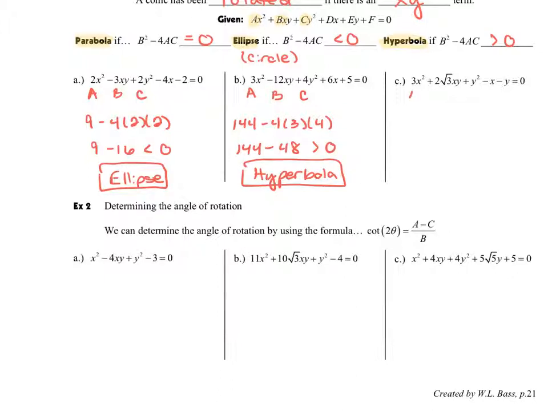On our next one, we've got our A and our B and our C. So when we square that 2 radical 3, we're going to get a 12 minus our 4, 3, and our 1. That's going to give us a 12 minus a 12, which is going to be 0. So this one's going to be a parabola. Okay, so that's the first thing that you'll do on each of the problems: you'll just figure out what type of a conic you actually have.